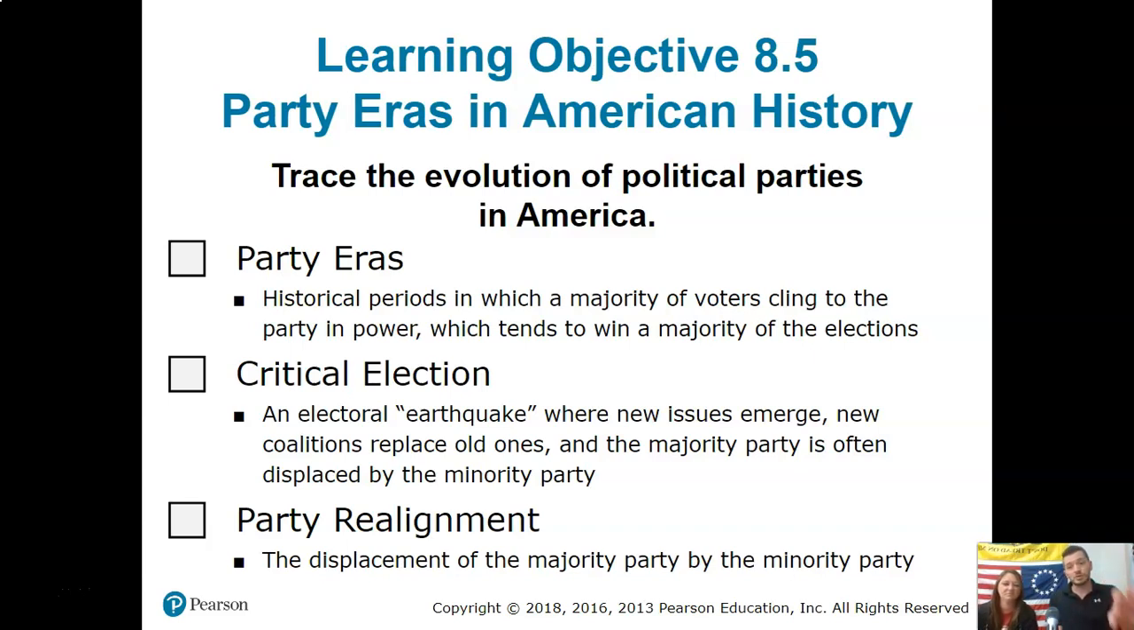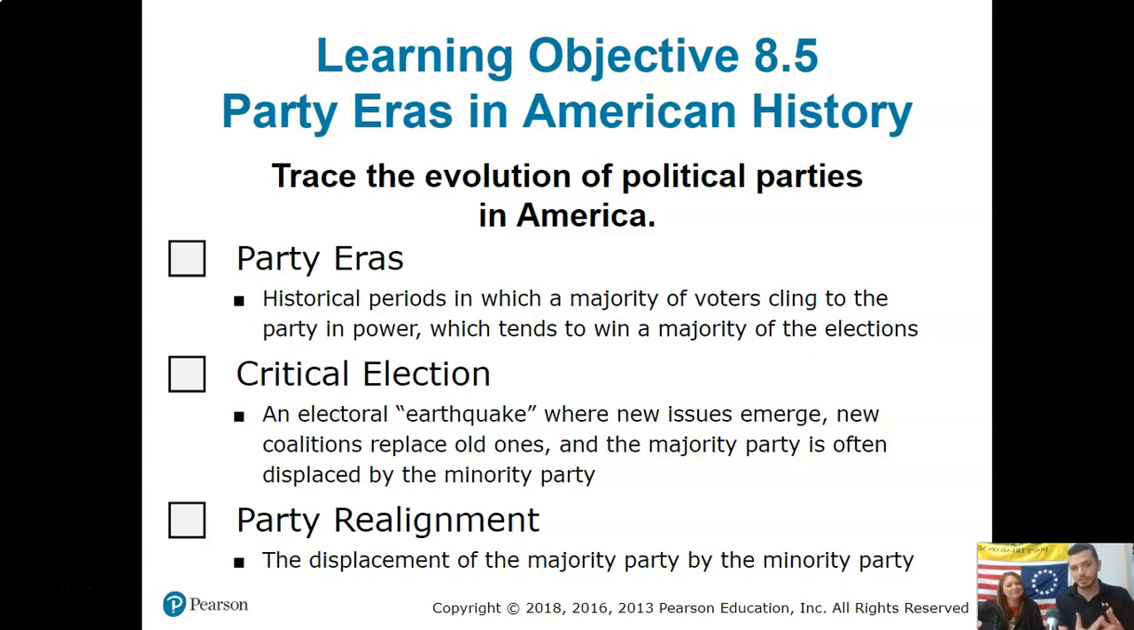So again, a critical election is going to be an electoral earthquake where new issues emerge, new coalitions replace old ones, and the majority party is often displaced by the minority party. Think of the Great Depression and the election of 1932. That was the critical election. The Republicans had been in power for probably at least 12 years before that, and then the election of 1932 took place. The Democrats gained power, and they didn't give it back until about 1950. Eisenhower? Yeah, 1952.